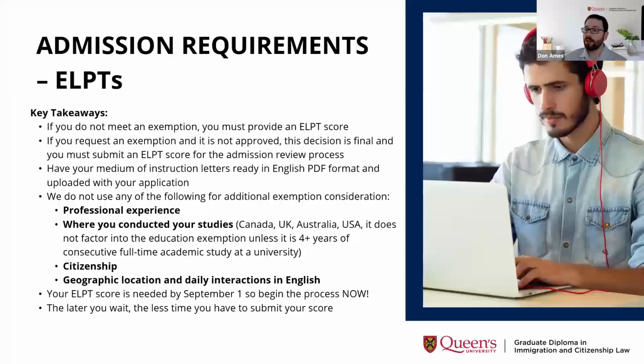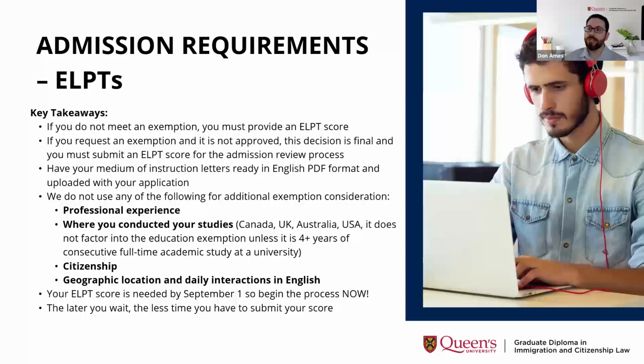If you request an exemption and it's not approved, that decision is final and you must provide an ELPT score. There are no appeals in that process. Make sure you have your medium of instruction letters ready to go and submitted to our office on your behalf to ensure that we know that your post-secondary institutions were conducted in, or your studies were conducted in English. You can upload those also with your transcripts with your application.